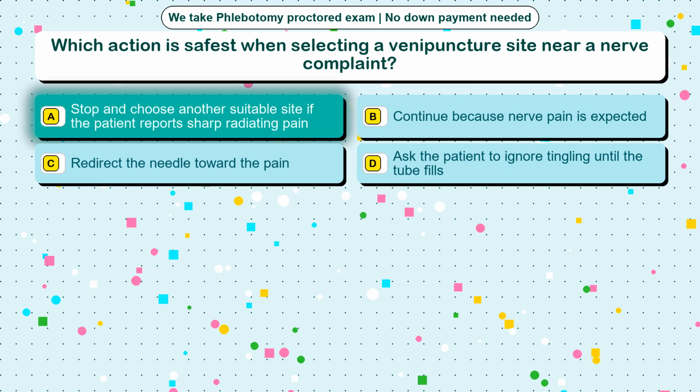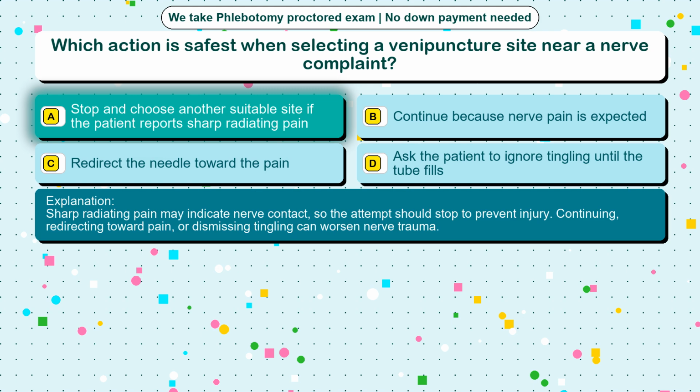The correct answer is option A. Stop and choose another suitable site if the patient reports sharp radiating pain. Sharp radiating pain may indicate nerve contact, so the attempt should stop to prevent injury. Continuing, redirecting toward pain, or dismissing tingling can worsen nerve trauma.